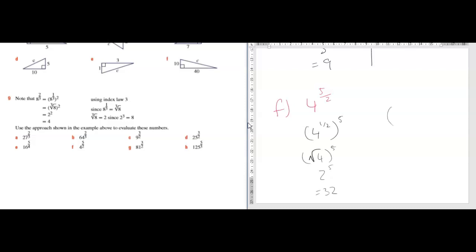Now, if you did it around the other way, 4 to the power of 5, it is possible, but it's annoying, and I'm not going to do it. So doing the fractional power first in the brackets in these, probably for all these questions, is going to be a lot easier than doing the integer and then the fractional power.